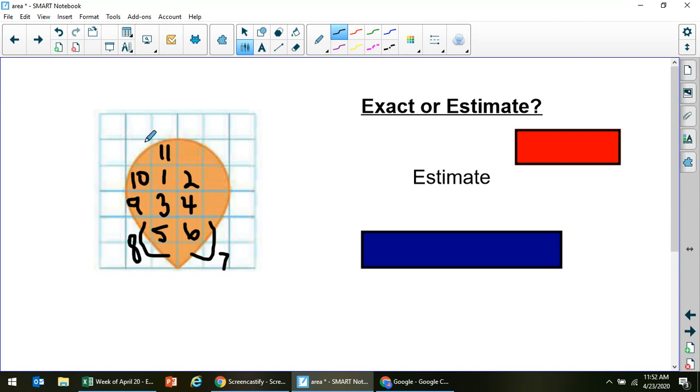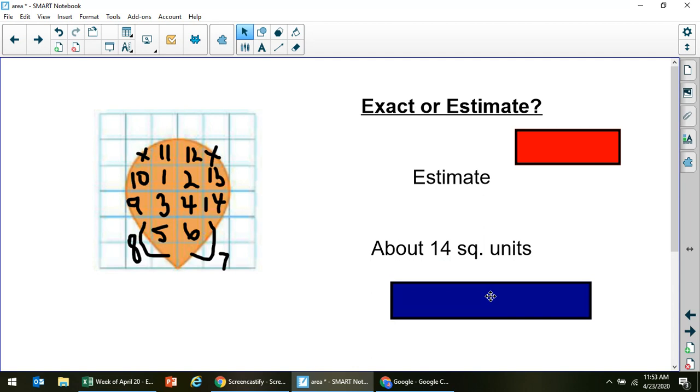I'm going to use this one to cover these. So I use these little parts of this to cover this one. So I've used this one. 11, let's see, 12. I'm going to do 13. And I'm going to do a 14. I'm going to cross out that other one because I'm going to use this to cover this little space, and this one. I'm going to cross that out. So I'm going to estimate that it's about 14 square units.